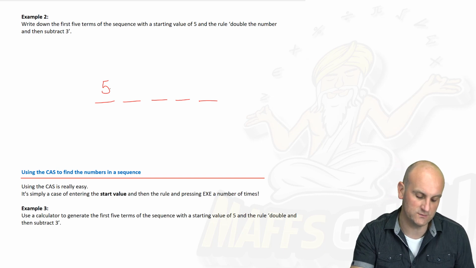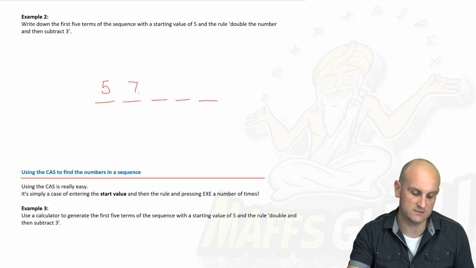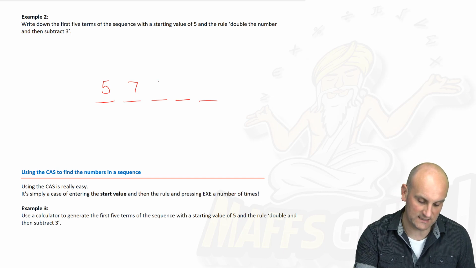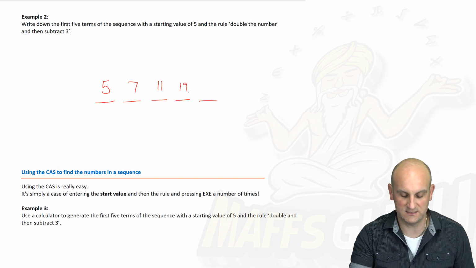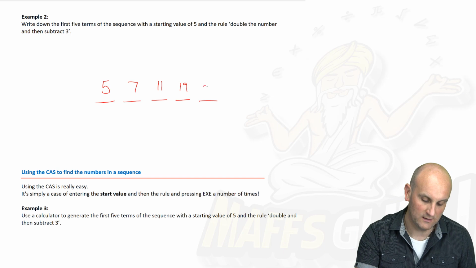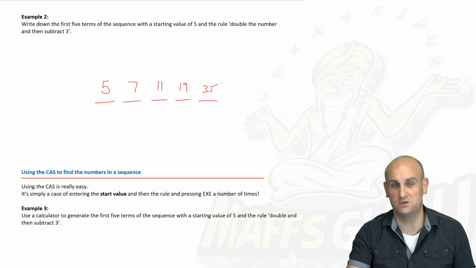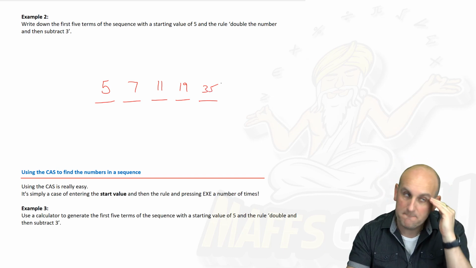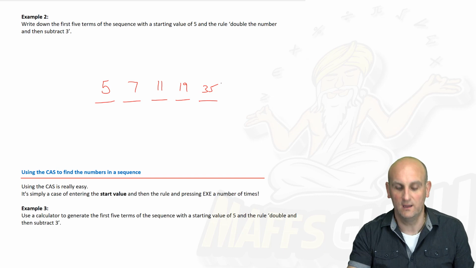So 5 times 2 is 10. Subtract 3 gives me 7. 7 times, what do I do? Double it. 7 times 2 is 14. Take away 3 is 11. 11 doubled is 22, take away 3 is 19, and 19 doubled is 38, take away 3 gives me 35. That was starting to get mentally strenuous, yes?